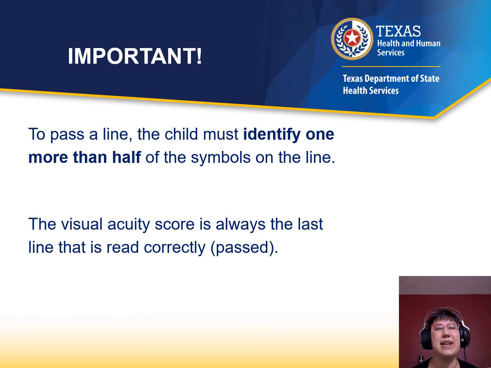To pass a given line, they must identify 1 more than half of the symbols on the line, and the visual acuity score, like the 20/30, 20/40, is always the last line that is read correctly or passed. Passing again means 1 more than half of the symbols on the line. Pro tip: if they've already accurately identified 1 more than half of the line, you don't have to finish the line, you stop and move to the next one.